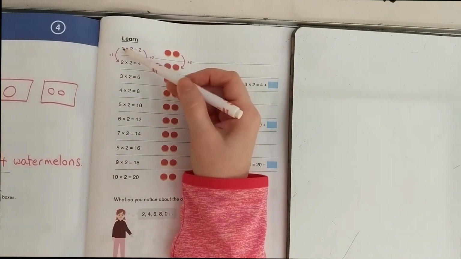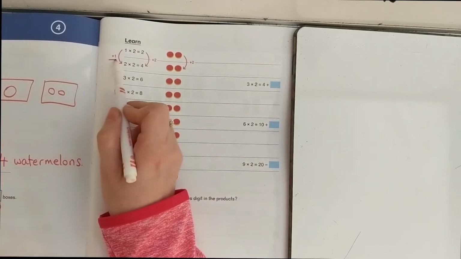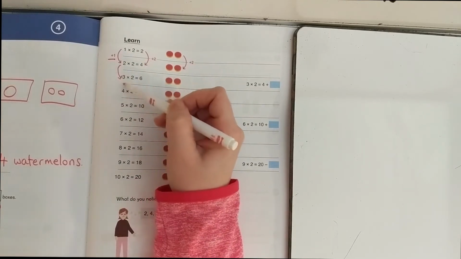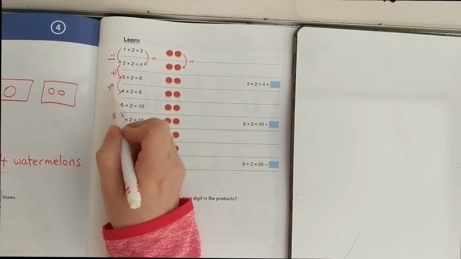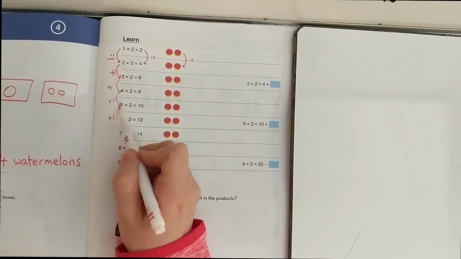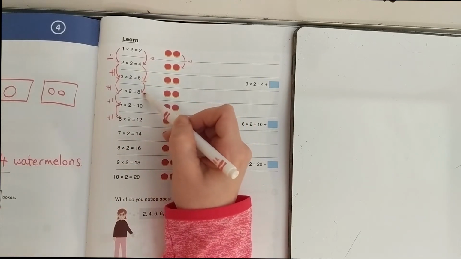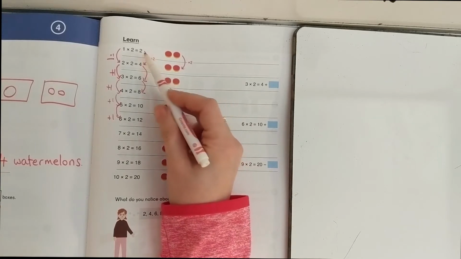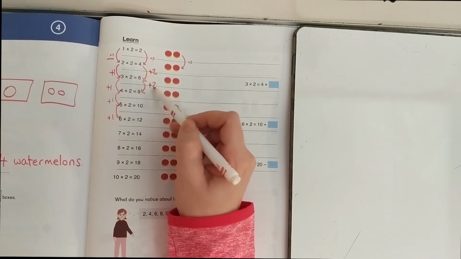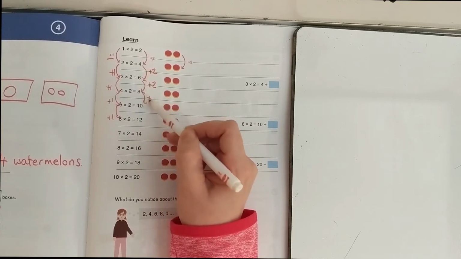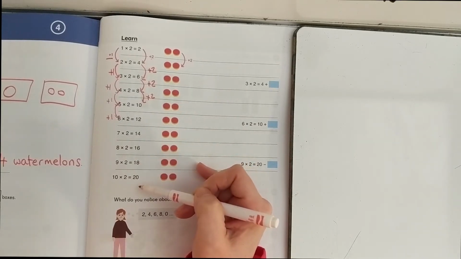Notice on this side, every time the numbers are growing by plus 1. One more box, one more box, one more box. Every time the box increases by number 1, our answer is increasing, meaning the total number of watermelons are increasing by 2. 2 plus 2 is 4, plus 2 is 6, plus 2 is 8, plus 2 is 10, 12, 14, 16, 18, and 20.